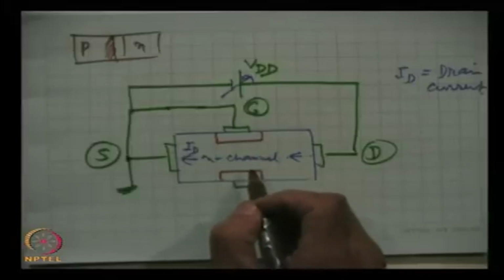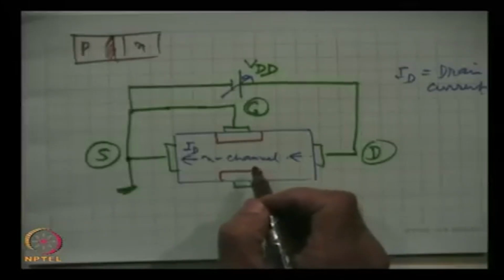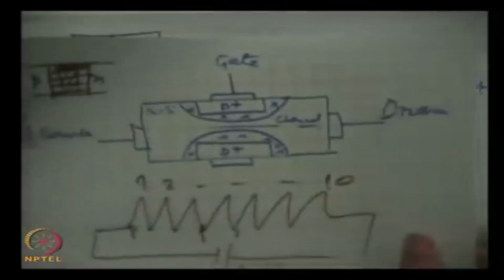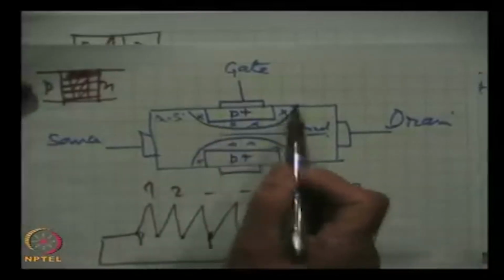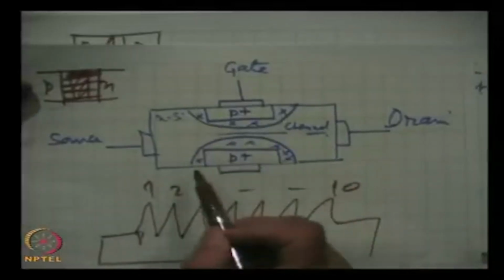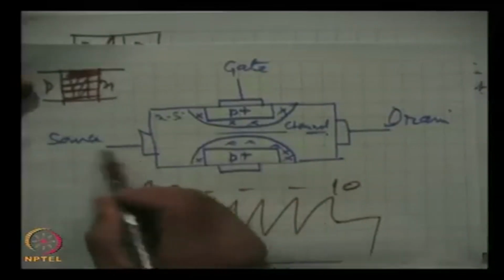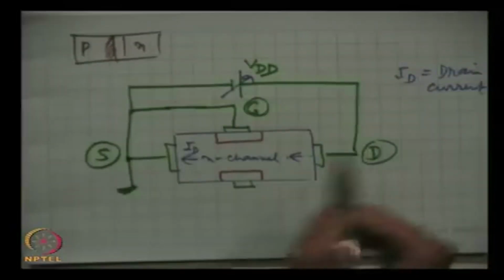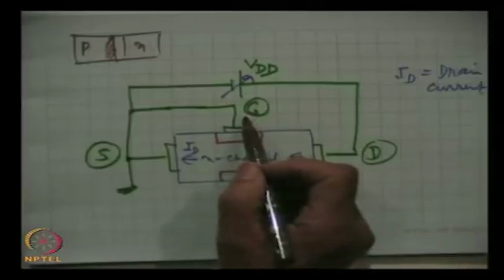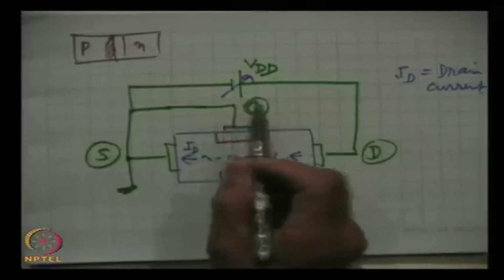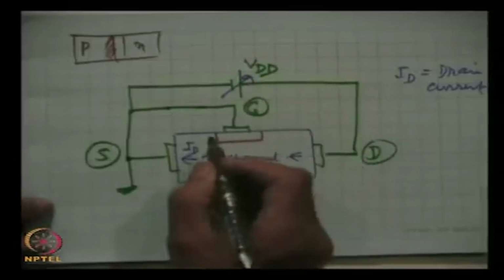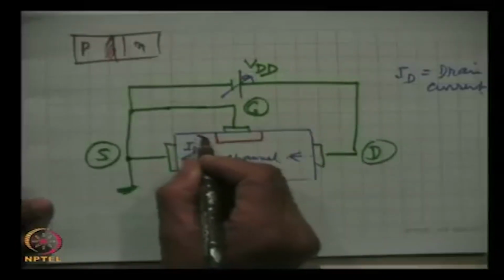If you have followed what I have said, then there is no difficulty in understanding that earlier the depletion region was symmetric. Once we apply a voltage between source and drain, keeping the gate at 0 potential, then increasing this voltage will give you this shape.